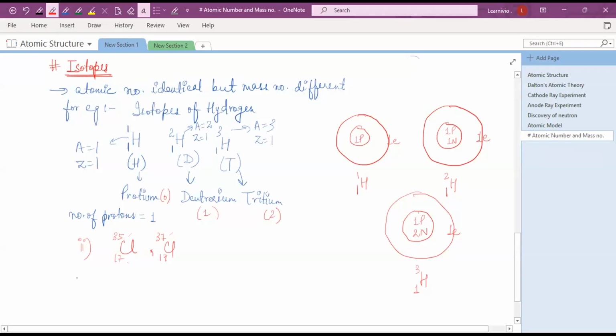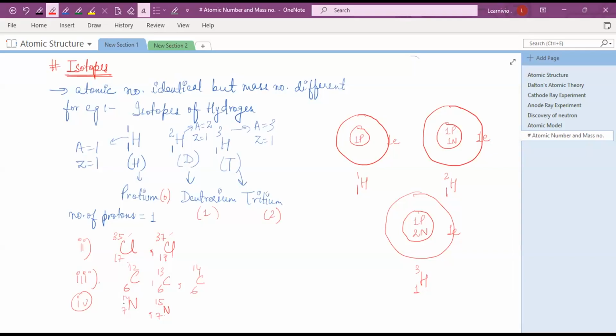Right? And yeah, carbon exists in three isotopic forms: C-12, C-13, and C-14. Right? Nitrogen also exists as nitrogen-14 and nitrogen-15. So these are some isotopes of some elements.